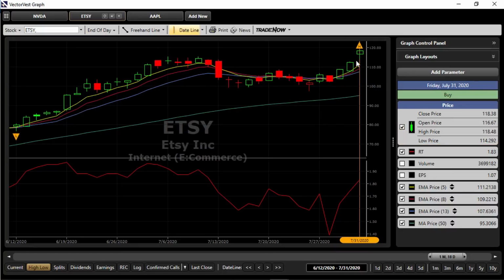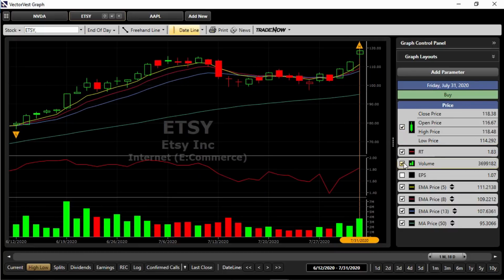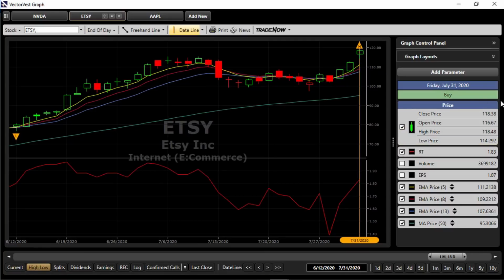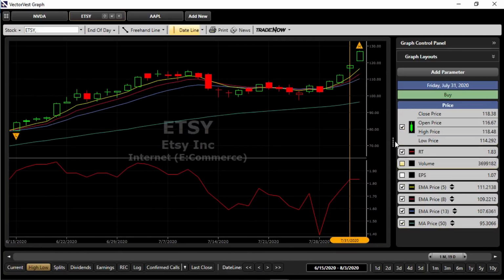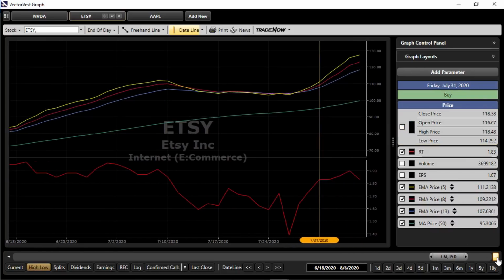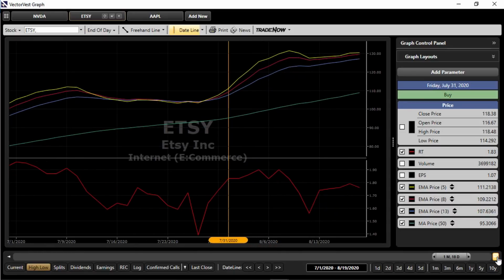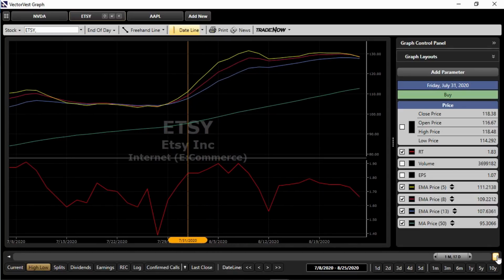So now I'll put on price. We had a big day. Nice volume on that day as well. So 118.38 was the close. We enter anywhere above that. Clearly, we got confirmation on that following day. So we're in right at the beginning stages of this trend. We could see the 5 starting to converge towards the 8. No crossover yet.